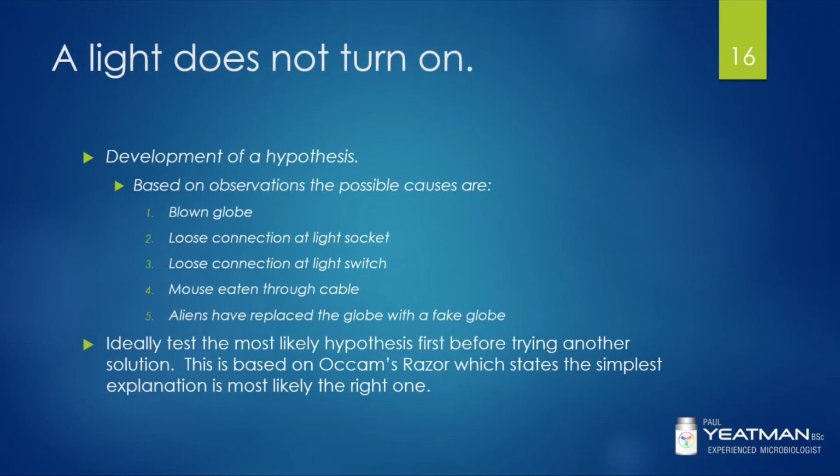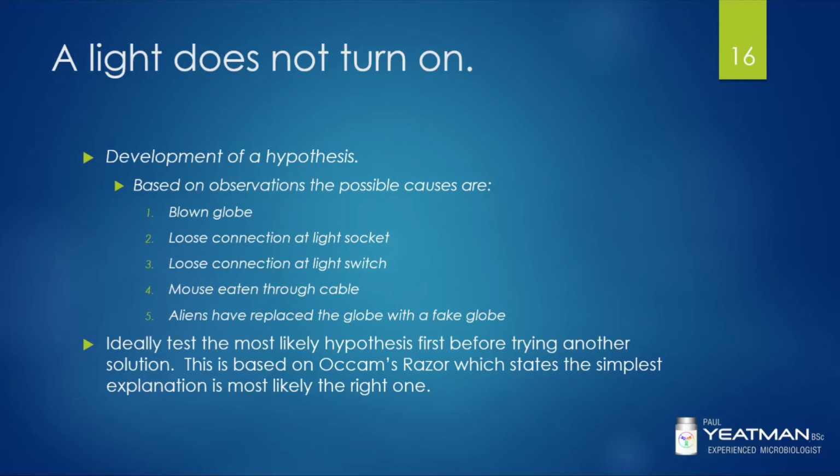Development of the hypothesis. Here I've listed the likely causes as blown globe, loose connection at the light socket, a loose connection at the light switch, maybe a mouse has eaten through the cable. And also, well, the light's not working. Let's just say aliens have replaced the globe with a fake globe. Because why not? Ideally, what you do here is test the most likely hypothesis first before trying another solution.